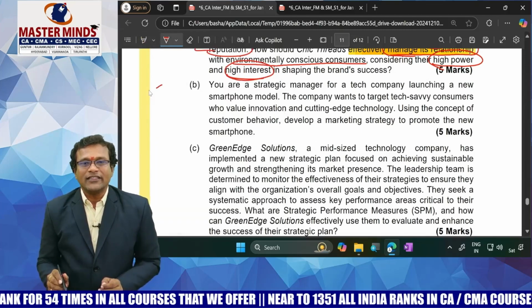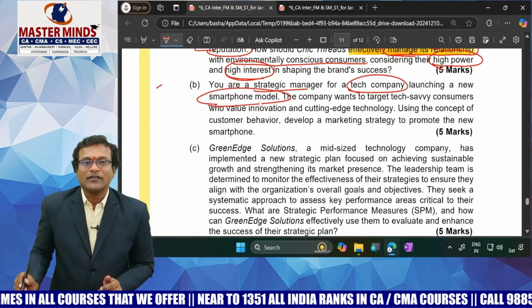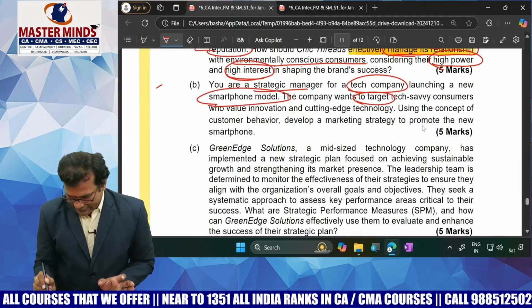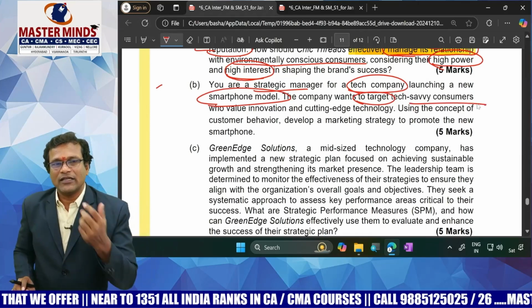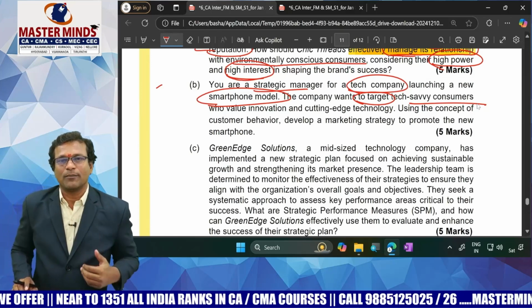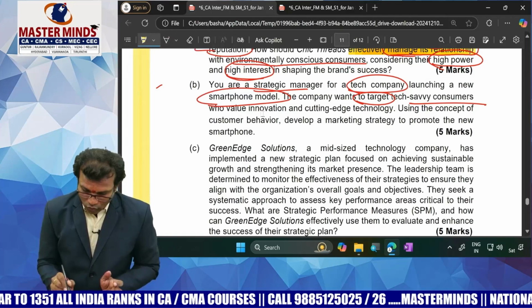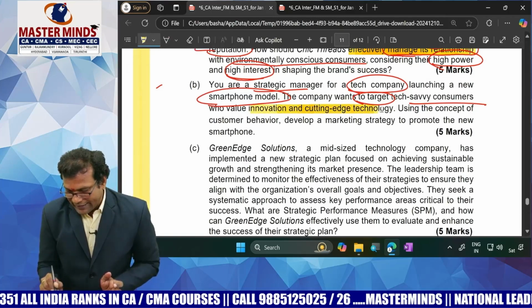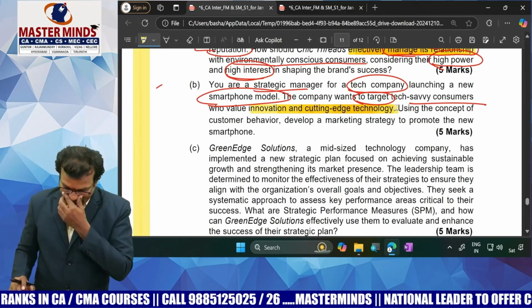You are a strategic manager for a tech company launching a new smartphone model. The company wants to target tech-savvy consumers. Tech-savvy means they are passionate about technological products, consumers who value innovation and the latest technology. Cutting-edge technology means state-of-the-art, recent technology.